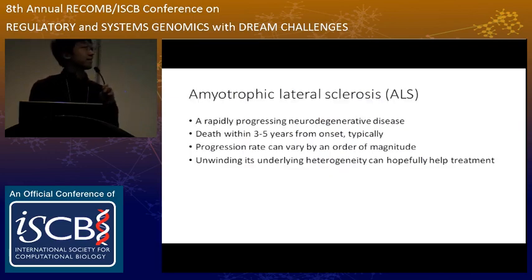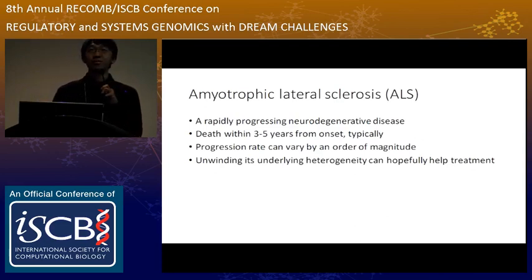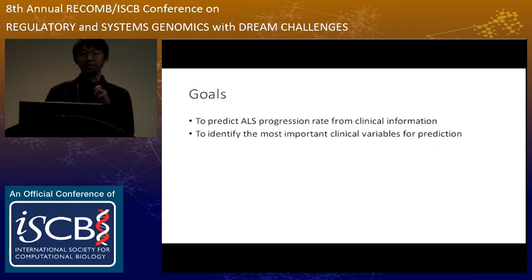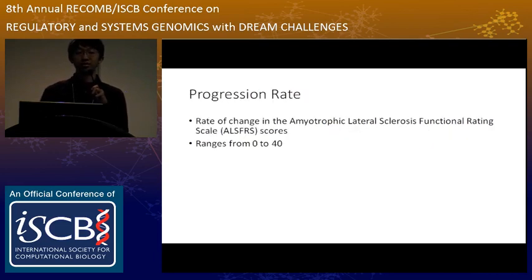As has been introduced by the organizers and many speakers, the prediction of ALS progression is very important because it may shed light on the disease treatment and people's understanding of biology. And the goal is to predict progression and find out the important clinical variables. The progression rate defined by the ALSFRS scores ranges from 0 to 40.